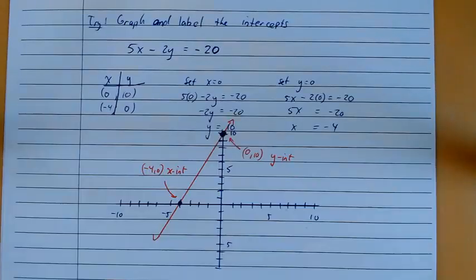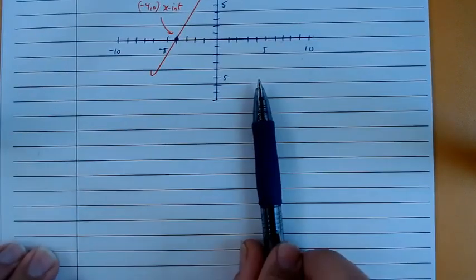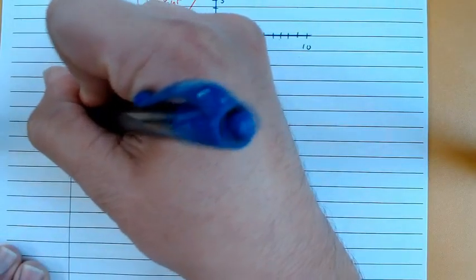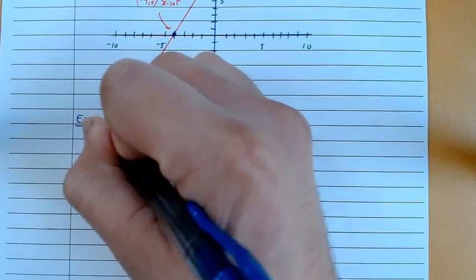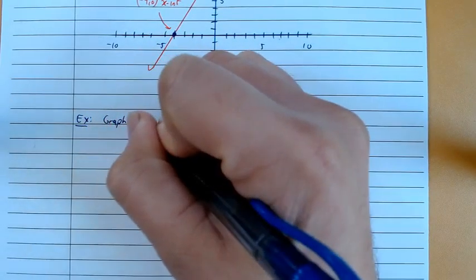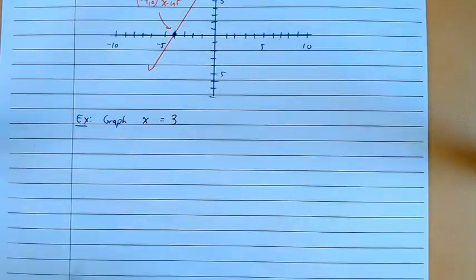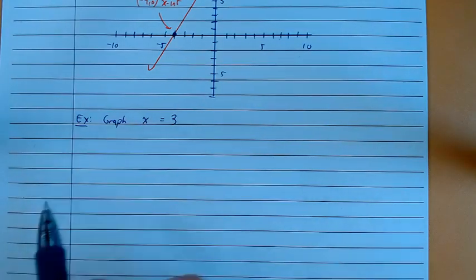But there is the possibility that your graphs are not slanted. They're either perfectly vertical, straight up and down, or perfectly horizontal, left to right, flat. The equations that give those graphs are actually simpler than the equations of the graphs we've been seeing. So for example, let's say we're going to graph an equation like this: x equals 3. Now you say, well, that's not two variables, right? Because it's just an x.